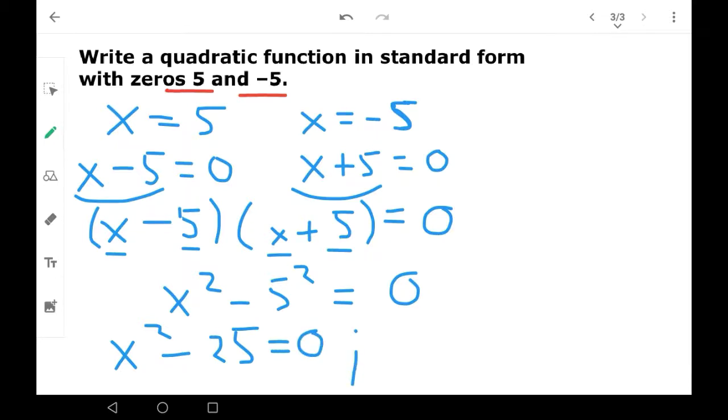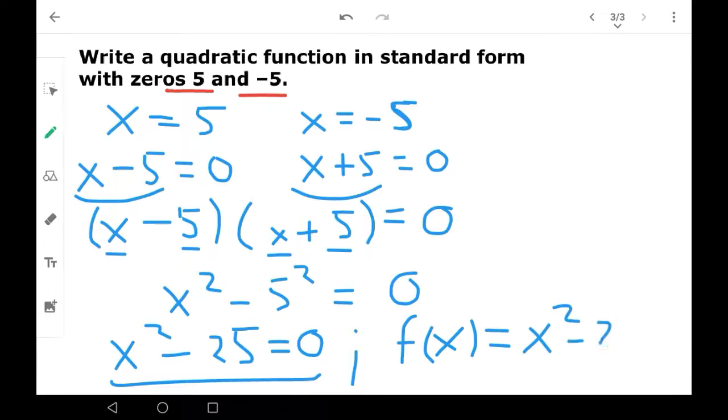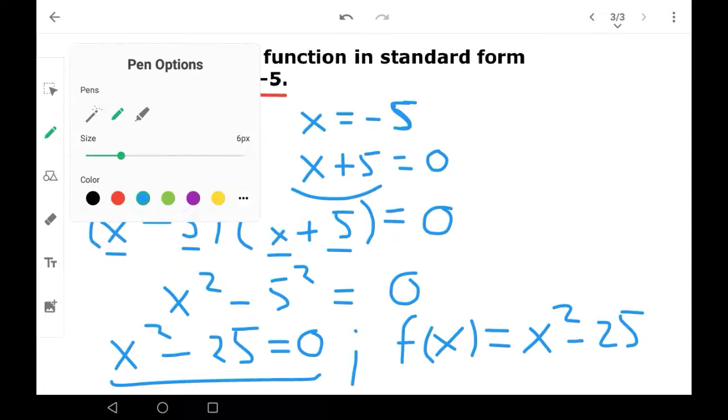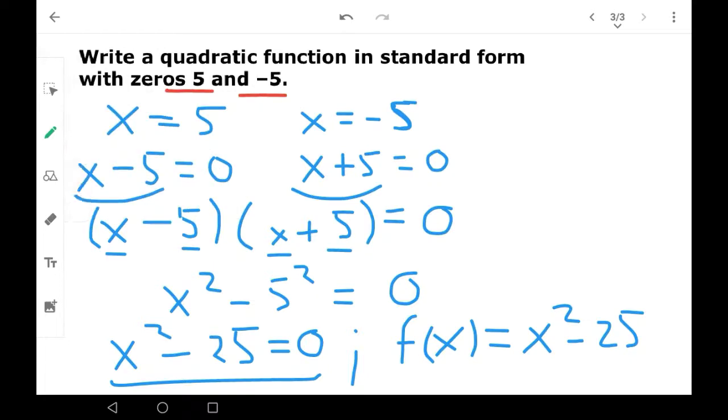So now I have to rewrite this equation as a function. So this would be f of x, because that means function, right? f(x) = x squared minus 25. And that will be our solution to this kind of exercise, guys. So whenever you are given the zeros, that means that you have to build the equation. You have to go backwards.